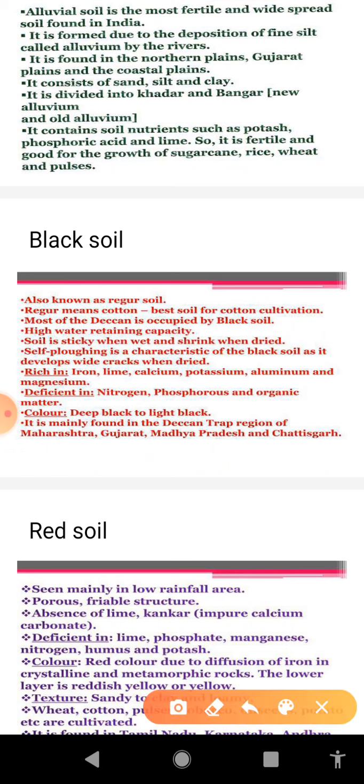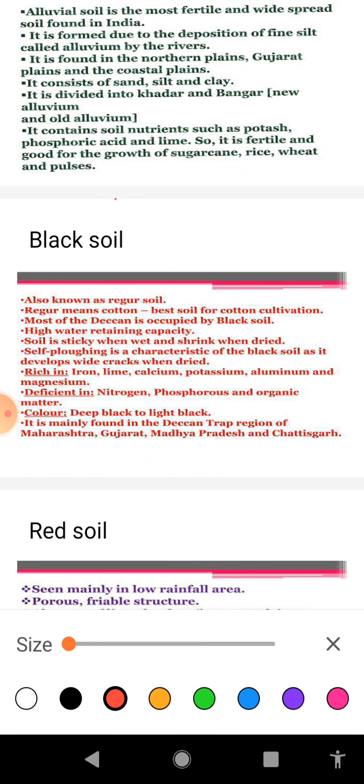After that, we will discuss another important variety of soil, that is black soil. This variety of soil is also locally known as Regur soil, and it has been formed by the process of weathering of volcanic rock, or you can say basalt.